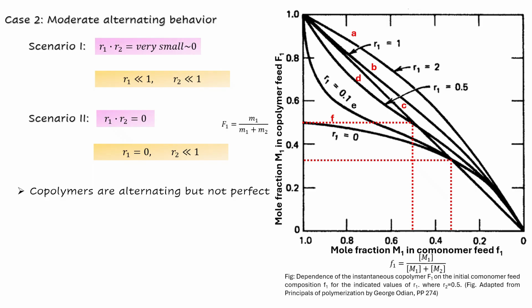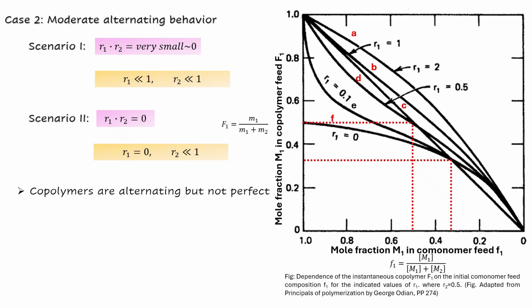Perfect alternation occurs when both R1 and R2 are 0. The tendency toward alternation from ideal behavior increases as R1 and R2 become progressively less than unity. To better understand this, let's look at the plot.